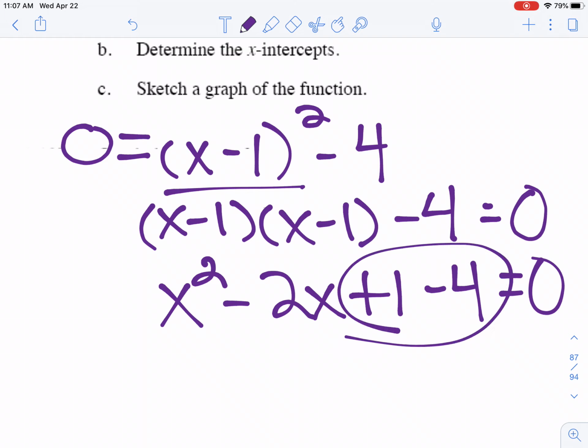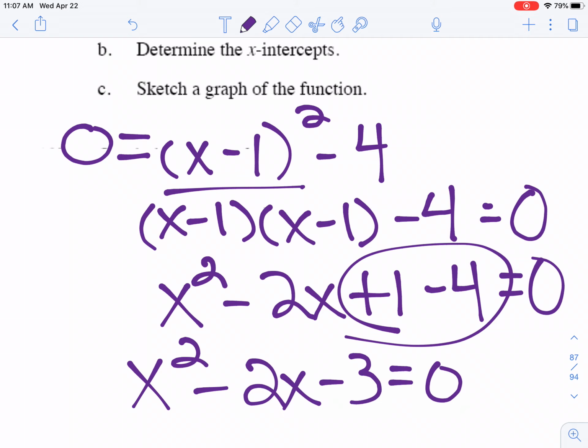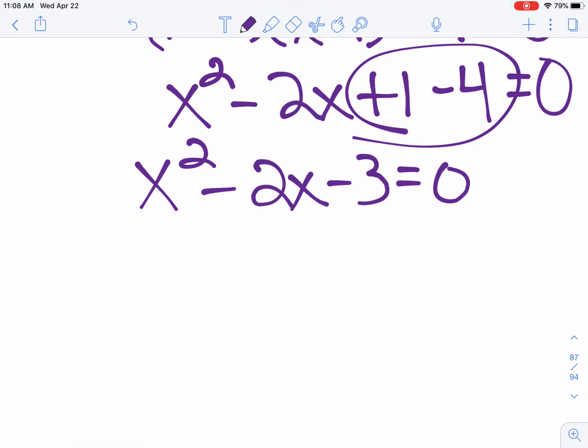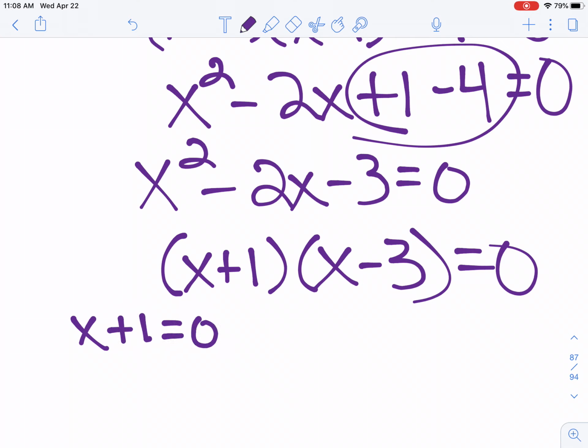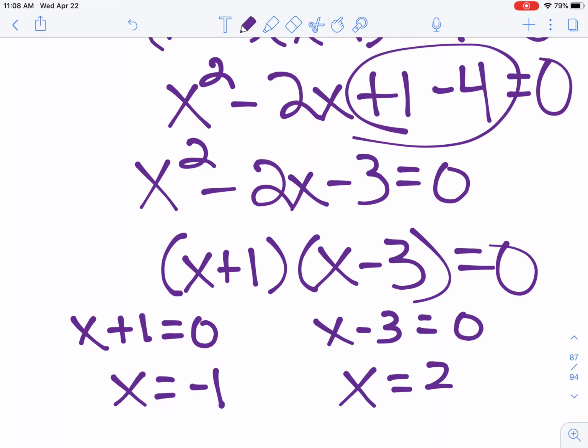So I can combine the 1 and the negative 4, so I get x squared minus 2x minus 3 equals 0. And now I can factor that. And if you want to, you can use a generic rectangle. When you factor, you get (x plus 1) times (x minus 3). And remember, you set each of these equal to 0. So x is negative 1 here, and x is positive 3 here.